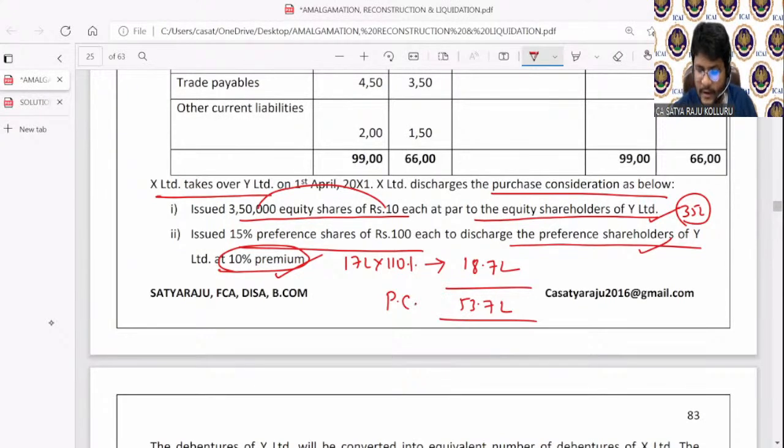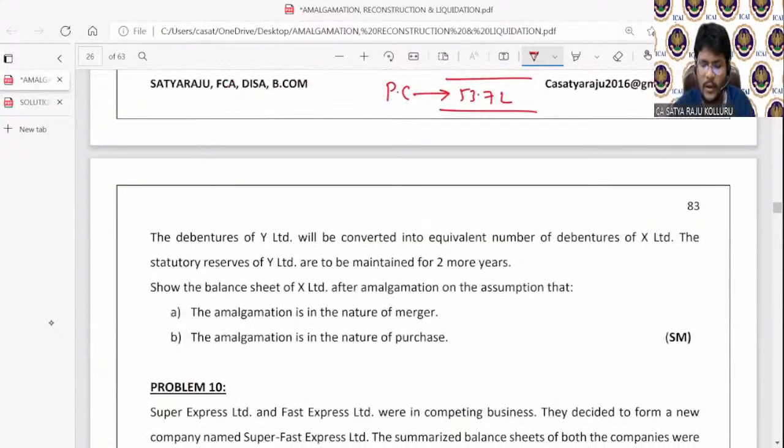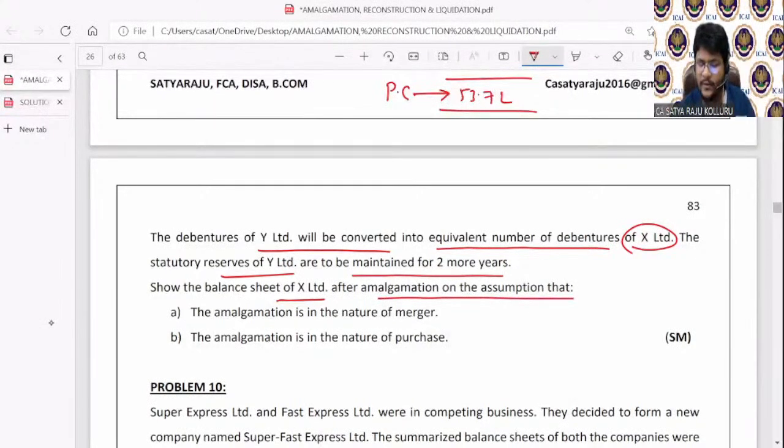So the purchase consideration is 53 lakh 70,000. Do you agree, guys? This is net payments method, and the total we are getting is 53 lakh 70,000 from point number 1 and point number 2. Next, come to the below. The debentures of Y Limited will be converted into an equivalent number of debentures of X Limited. The statutory reserves of Y Limited are to be maintained for 2 more years. Show the balance sheet of X Limited after amalgamation on the assumption that the amalgamation is in the nature of merger, and the amalgamation is in the nature of purchase.